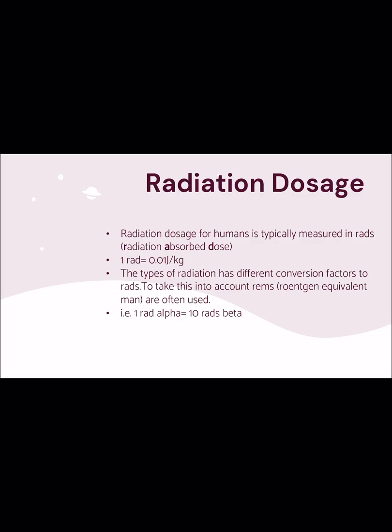So to take that into account, you can convert them to rems, which is Röntgen equivalent man. I don't know who came up with that, but those units are often used because it kind of levels the playing field, if you will. It just tells you how much radiation you would need for there to be some harm done. So, for example, 1 rad of alpha particles is going to give the same amount of radiation as 10 rads of beta particles. So obviously the alpha particles are stronger because it takes 10 of the beta particles to do the same amount of damage.